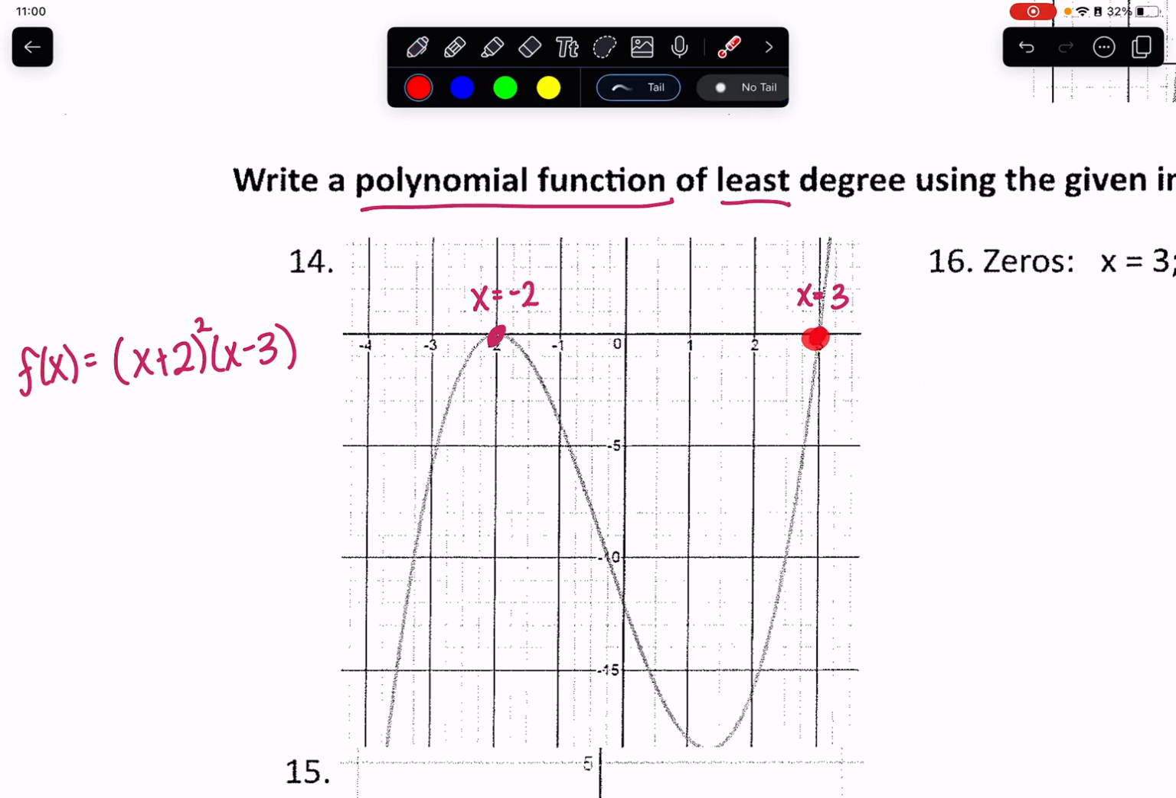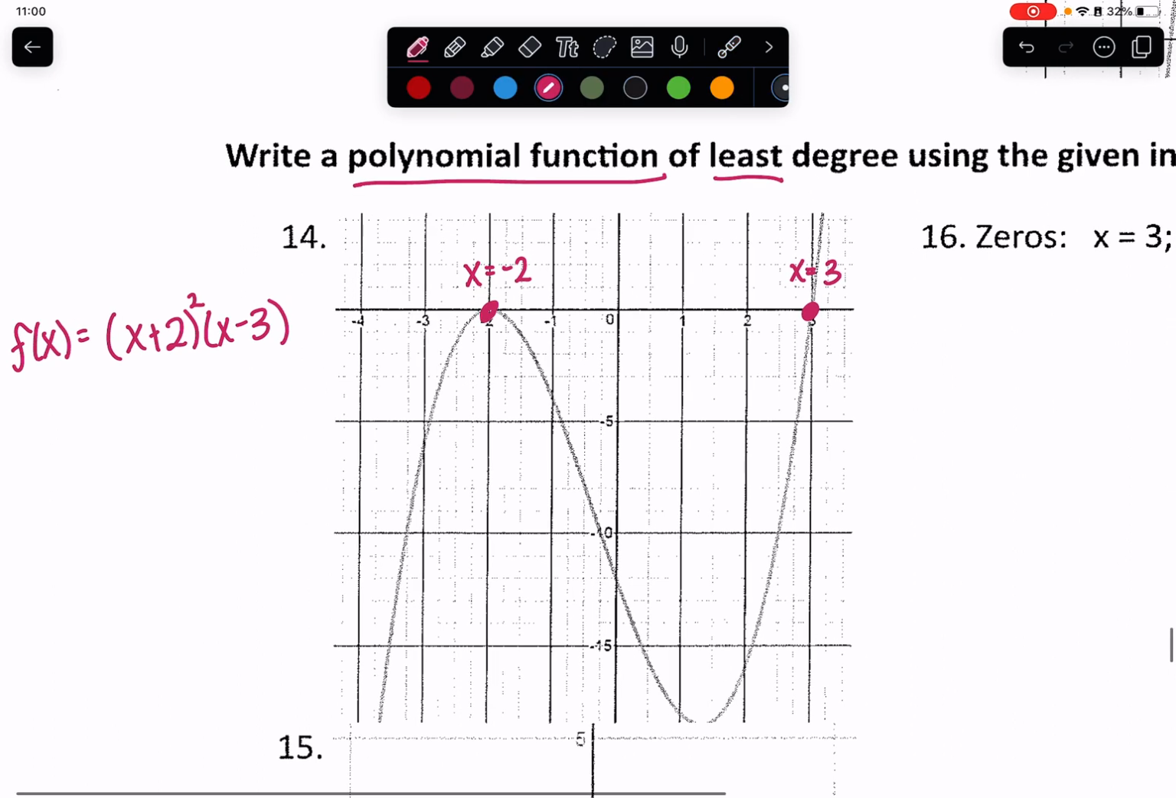So then the same thing with 3. What behavior is happening through 3? It's crossing, which is 1, right? So I don't even have to add any multiplicity to x minus 3. And so that's it. We now just want to check, though, is my function positive or is it negative? And this is a degree 3 problem.